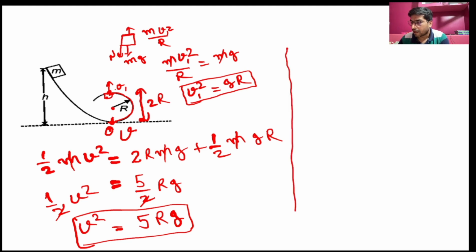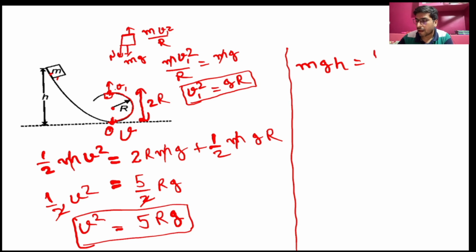Now how will it achieve this velocity? Speed v square is equal to 5rg. It will achieve it due to work done by gravity. So when the object falls from height h to this point, work done by gravity will be mgh, and this will be equal to kinetic energy at this point.